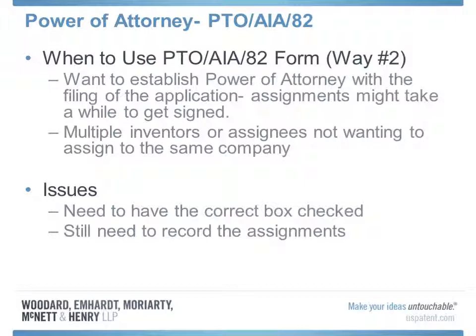them sign, you know, the Part B form, and then you just slap the Part A form on top of it, and we got power of attorney in the case. Okay, that's one way. You can use it to establish, if you don't have an assignment yet from the inventors, you can establish power of attorney right off the bat by submitting these two forms.